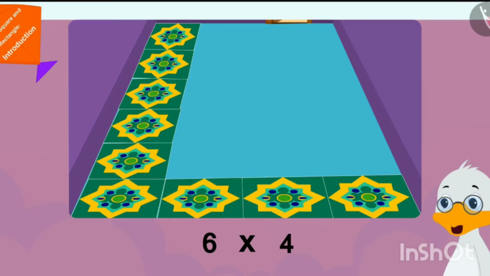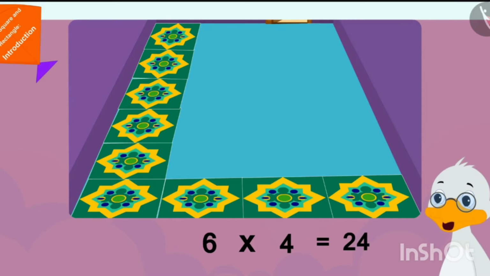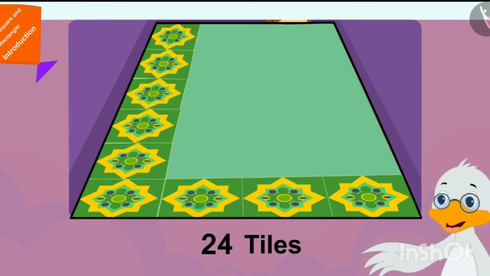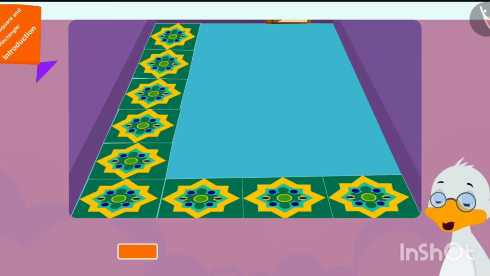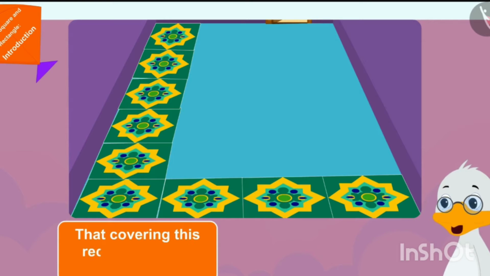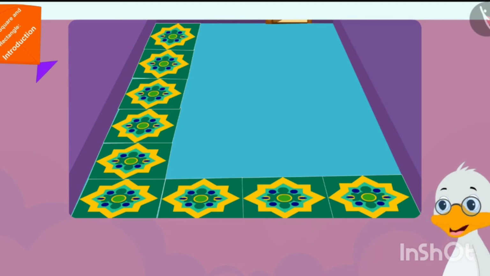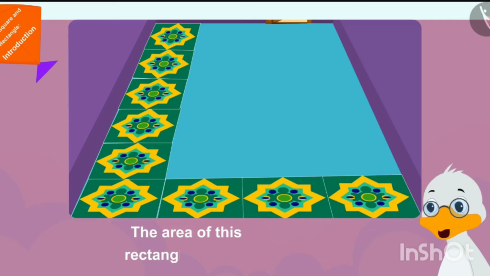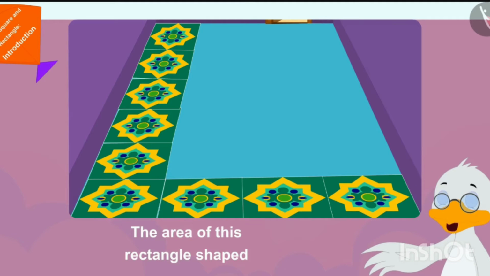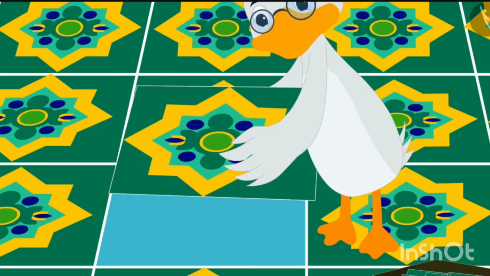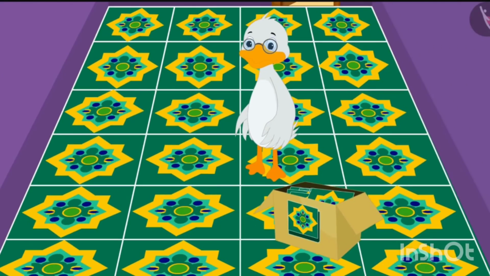6 times 4 is 24. 24 tiles will be required to cover the rectangle-shaped floor. And the fun part is that covering this rectangle shape completely will be equal to its area. This means the area of this rectangle-shaped floor is 24 square meters. Uncle finished laying the tiles on his floor.